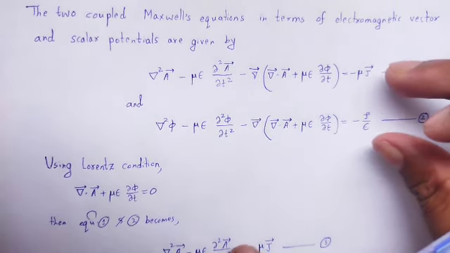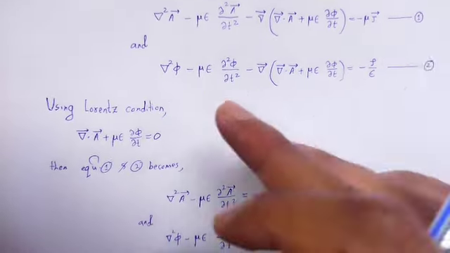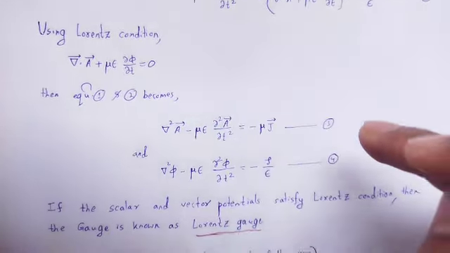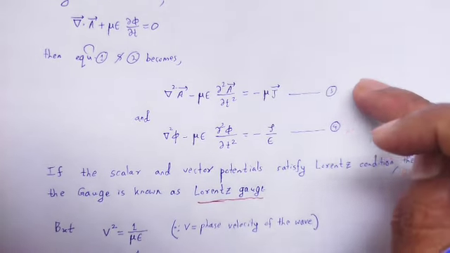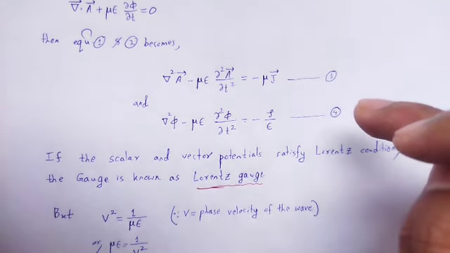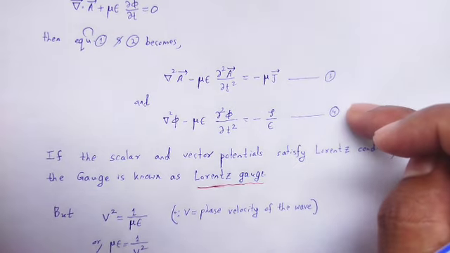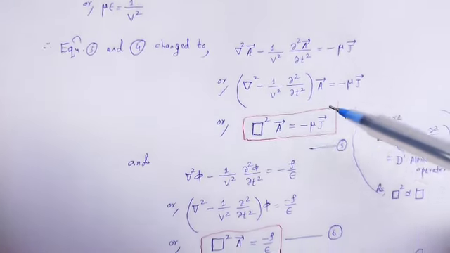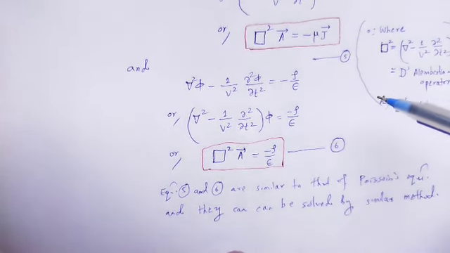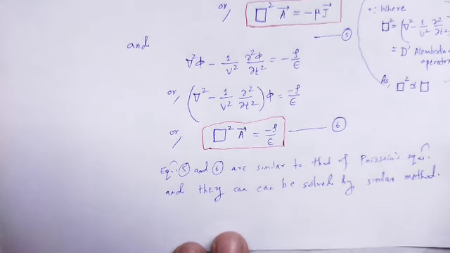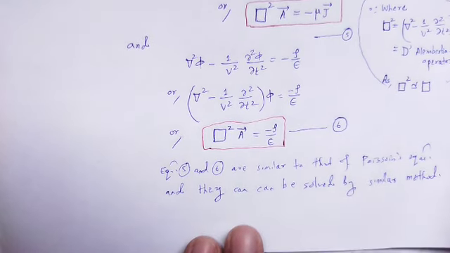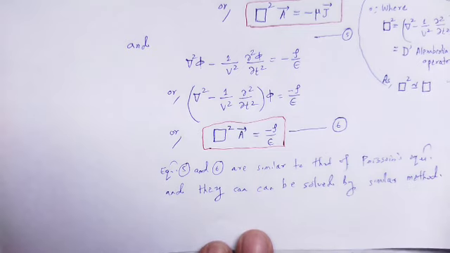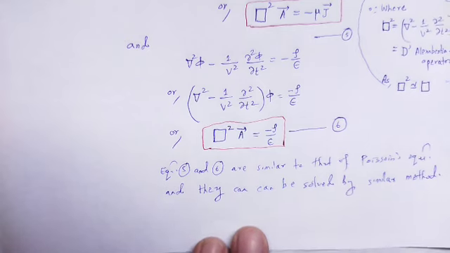From Maxwell's equations in terms of vector and scalar potential, using that Lorentz condition, we reduced these two equations, and if that equation is satisfied by the scalar and vector potential, then that type of gauge is called Lorentz gauge. And a modification to equation number 3 and 4, and these two are in the form of Poisson's equations. Now we can show under that gauge transformation, whether that Lorentz condition is invariant or not.